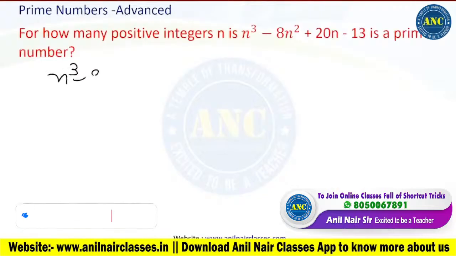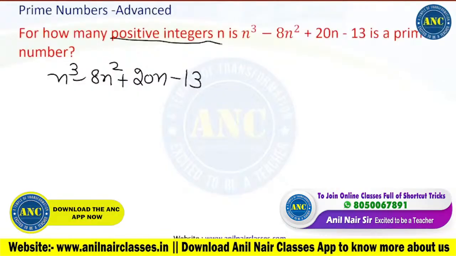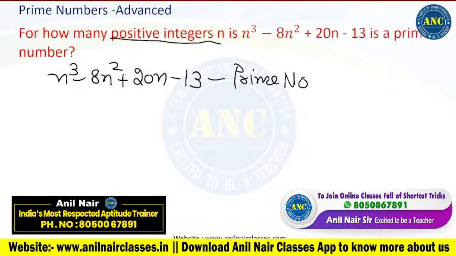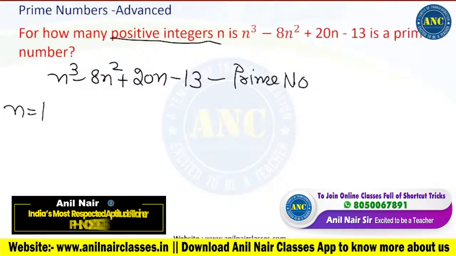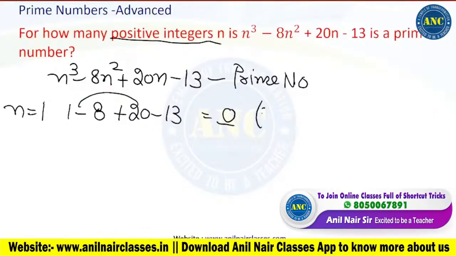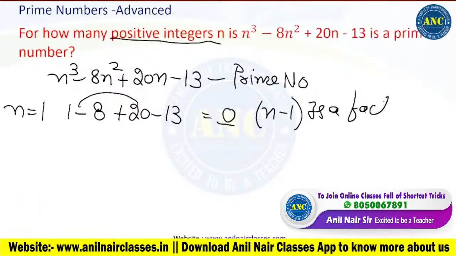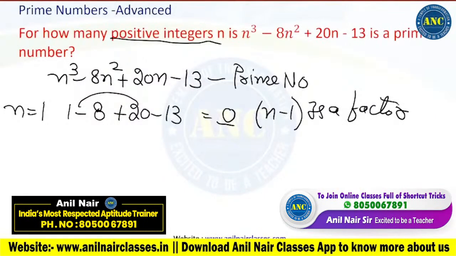n cube minus 8n square plus 20n minus 13. For how many positive integer values of n is this cubic expression a prime number? The lowest positive integer is 1. If I substitute, 1 minus 8 plus 20 minus 13, 21 minus 21, 0. That means if the remainder is 0, n minus 1 is a factor of this expression.